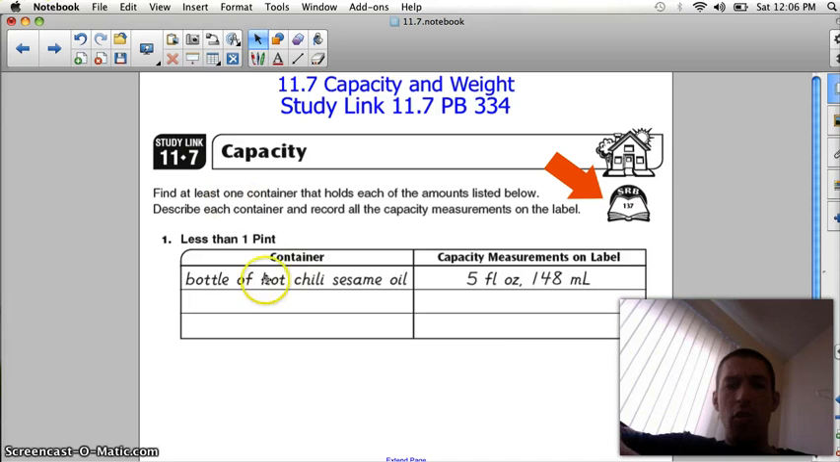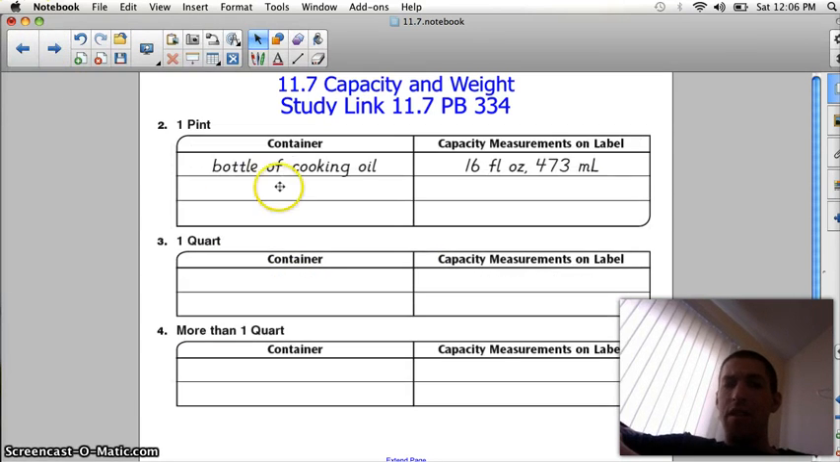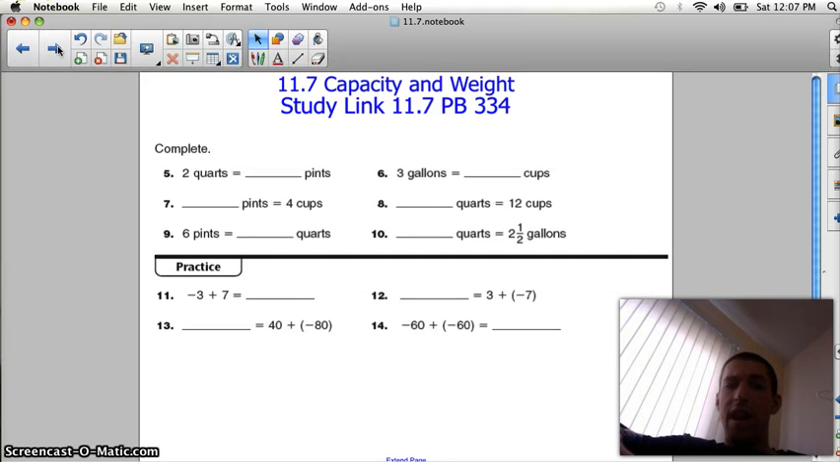Alright, and then at home, try to find things that are less than a pint. They'll be good measures so you kind of get an idea of what is. Find things that are about a pint. Find things that are about a quart. Find things that are more than a quart. And then, can you convert it? Do you know 2 quarts is how many pints? Use the Gallon Man, draw one out, and try to figure this out.